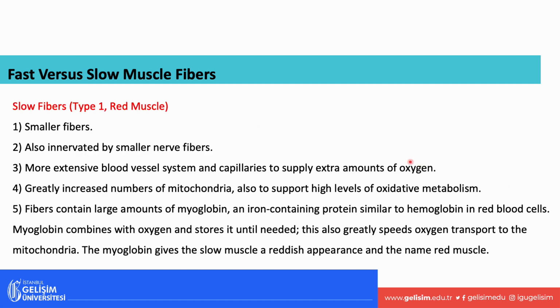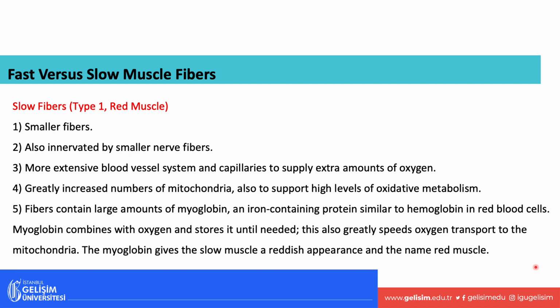All right, so let's take a closer look at these slow fibers. They're also known as type 1 or red muscle fibers, and they're smaller in size, and they're also innervated by smaller nerve fibers. They have a more extensive blood vessel system as well as capillaries to supply them with extra amounts of oxygen. They contain a large number of mitochondria that help to support high levels of oxidative metabolism, and they also have large amounts of myoglobin.